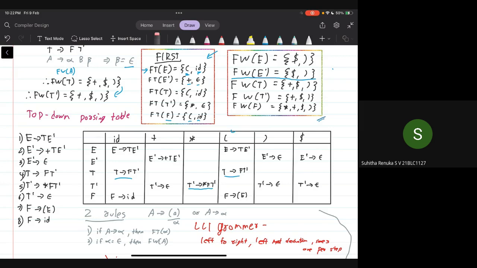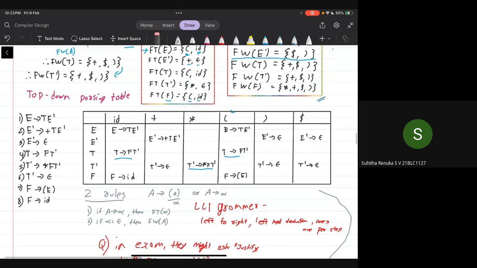I'm going to find where F is going. F goes to open E and ID. Under open bracket, I will write only F goes to open E; I will not write F goes to ID. And under ID, I will write only F goes to ID, because the other doesn't make sense. So now your parsing table is done according to the given grammar.